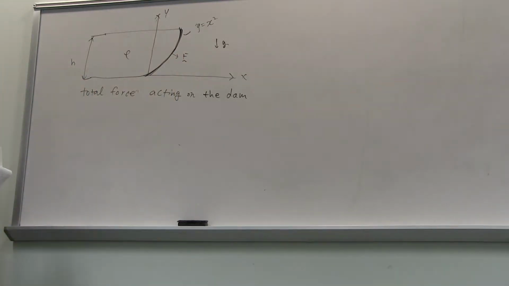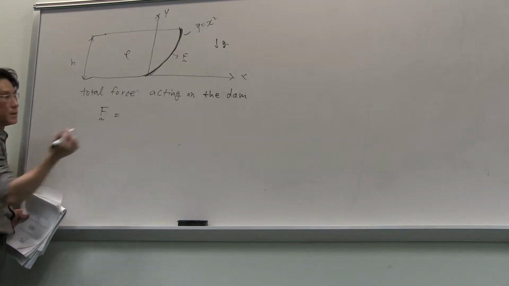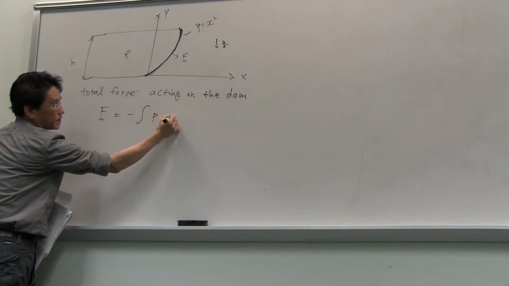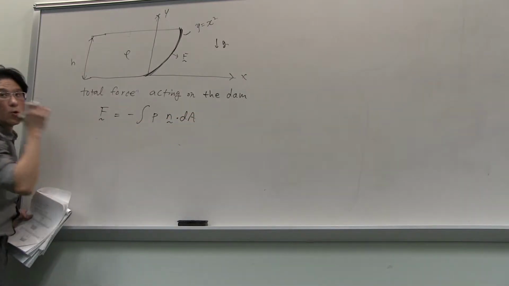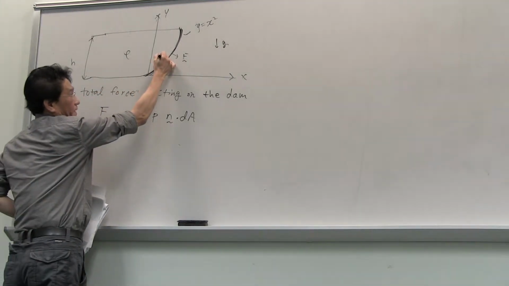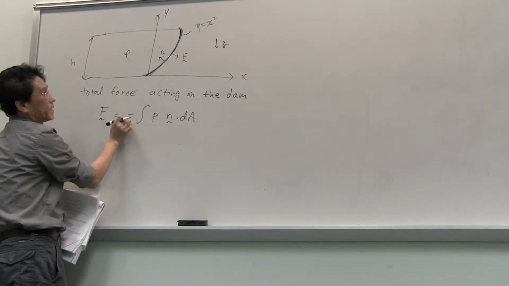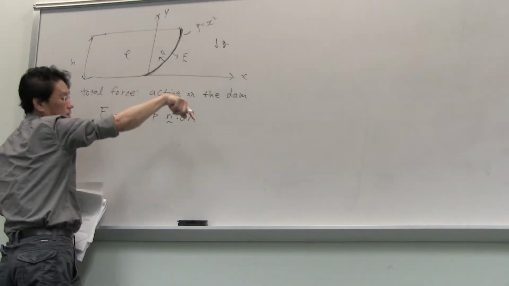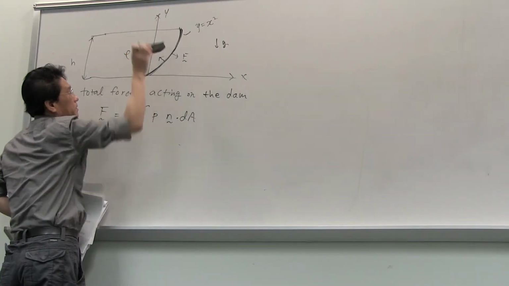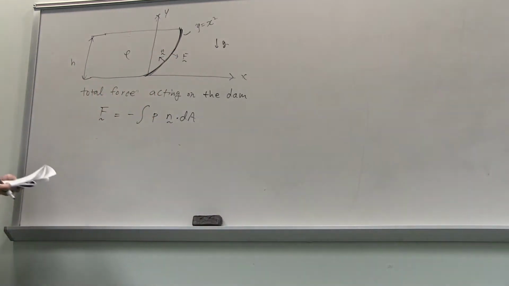Now, what is the definition of force due to pressure? I write it this way, with a minus sign: minus P n dot dA. This n is the normal to the surface, pointing towards the fluid in my case. So this is my n here. That's why I have the negative sign, which means that because of the negative, you end up with a positive. Let me start with this force equation.